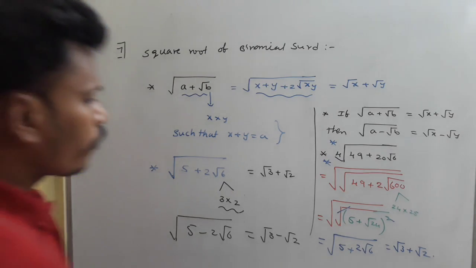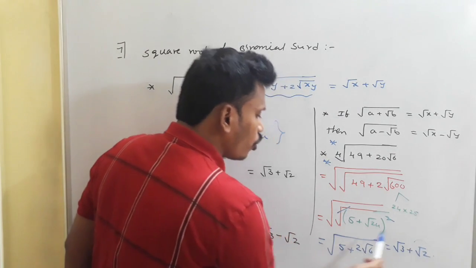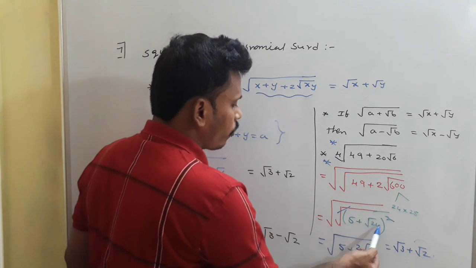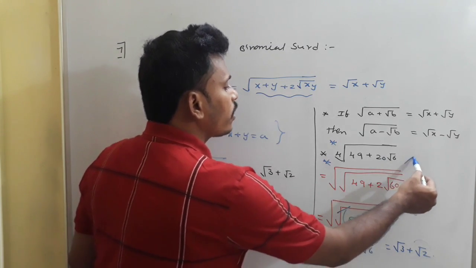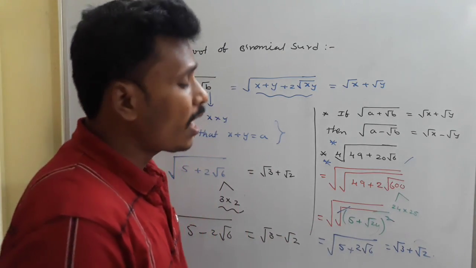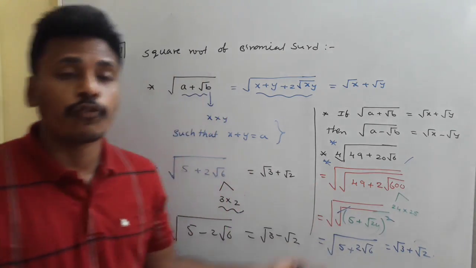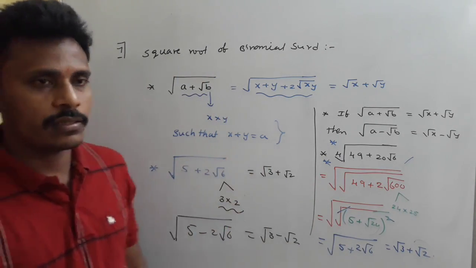If you square root 3 plus root 2, you will get 5 plus root 24. If you square this, 5 plus 2 root 6, you will get 49 plus 20 root 6. Finding square roots as well as fourth roots is like this. Have a look.